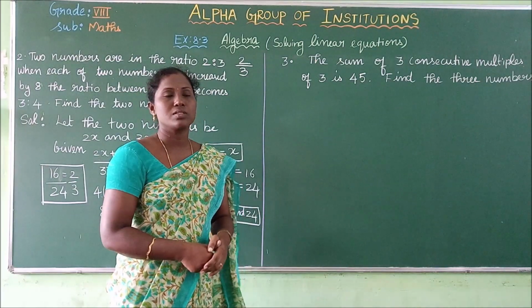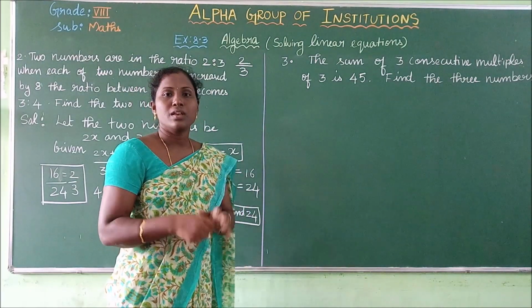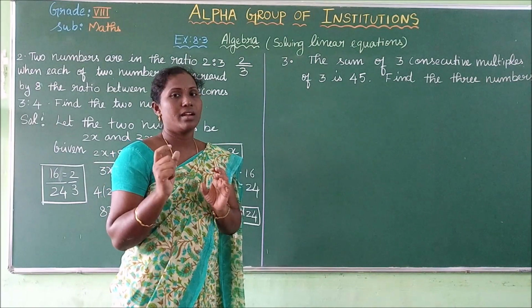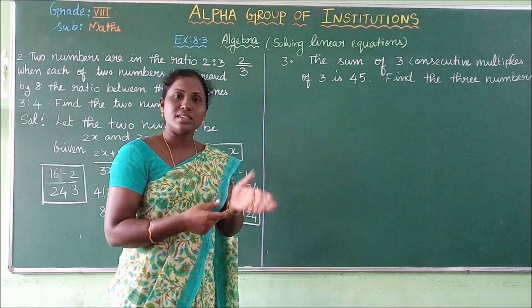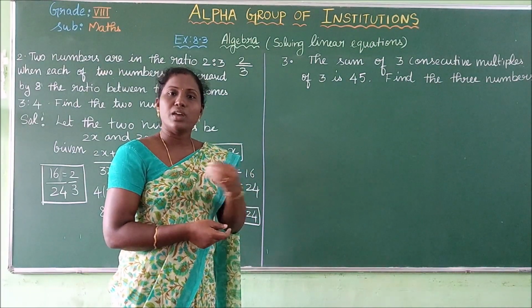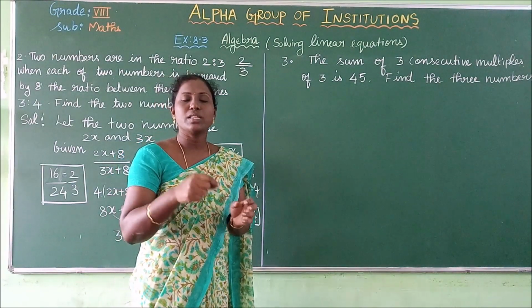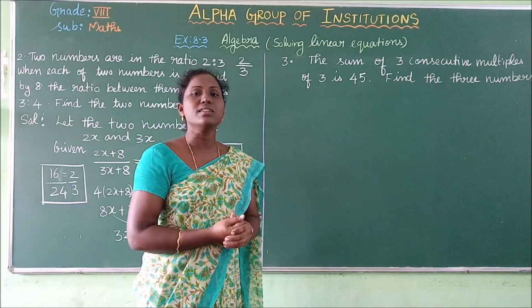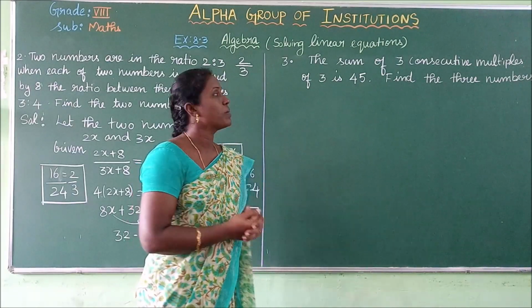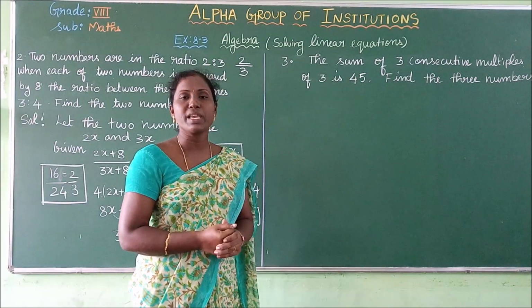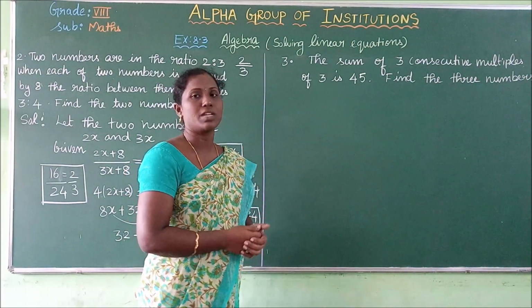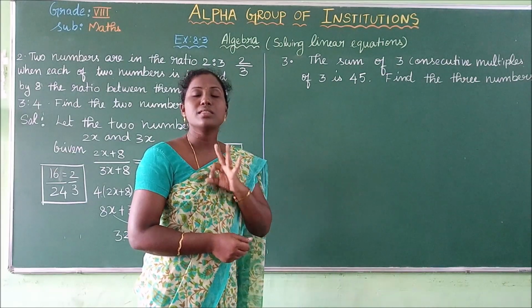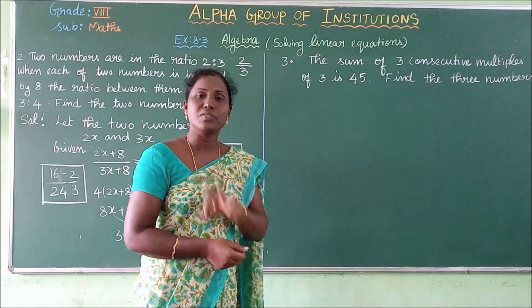Find the three numbers. What is the word consecutive? Any three natural consecutive numbers are, say, 1, 2, 3, or 100, 101, 102, or 50, 51, 52. So such numbers are called consecutive numbers. But here we are specially speaking about the sum of three consecutive multiples of 3. We have to take three consecutive multiples of 3.